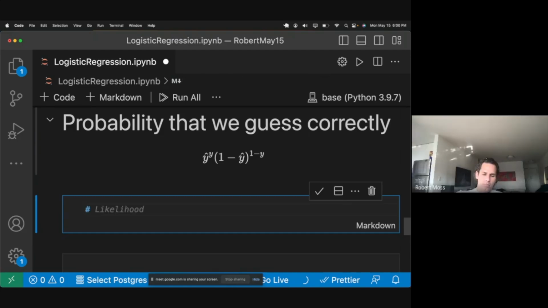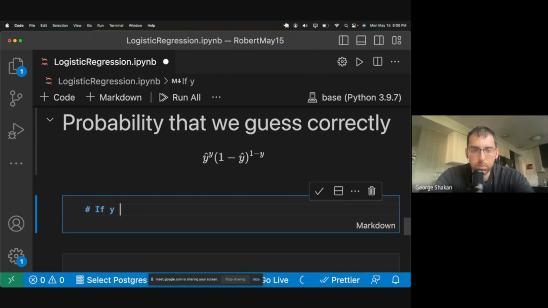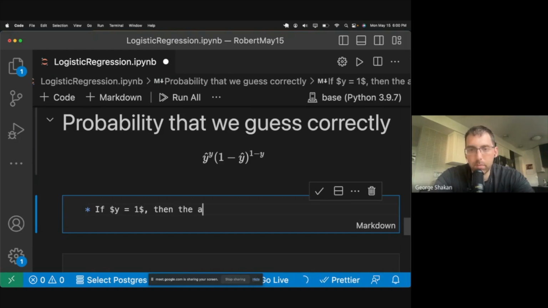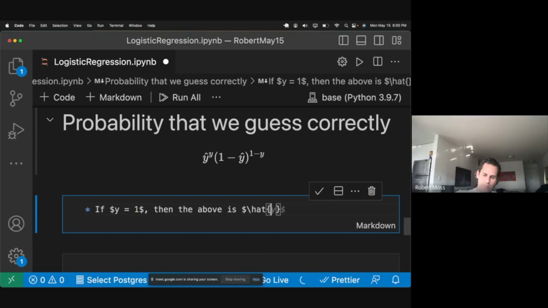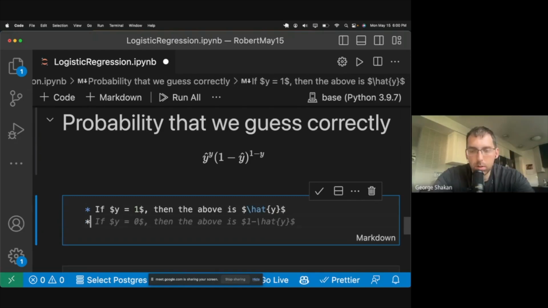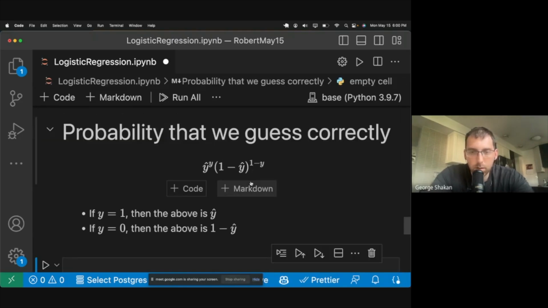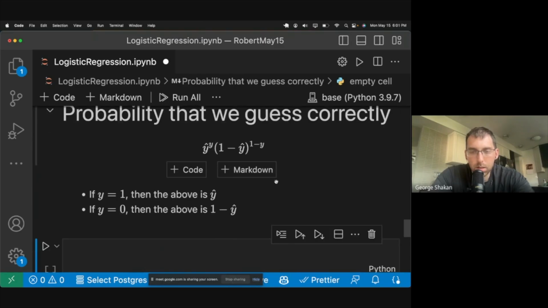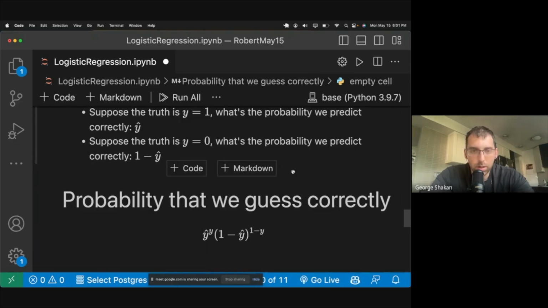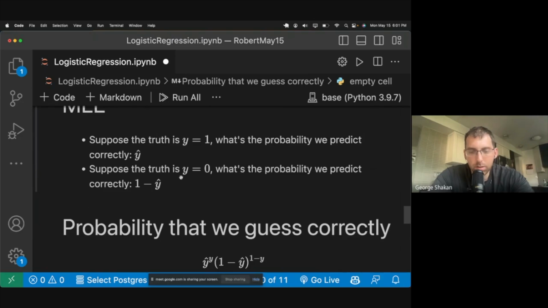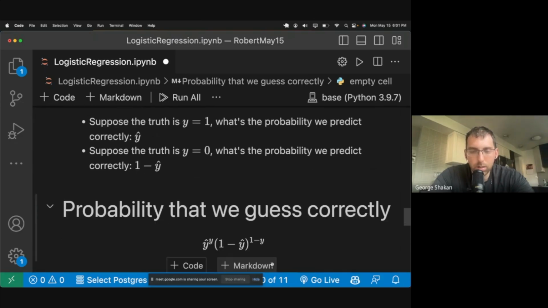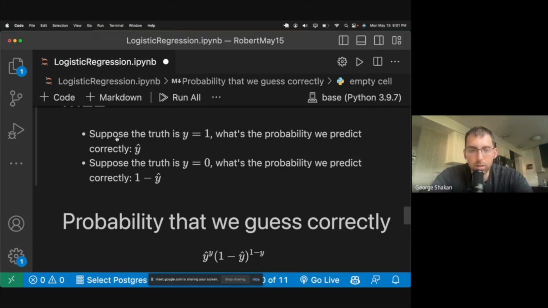If y is 1, then the above is just y hat, right? And if y is 0, then the above is 1 minus y hat. Again, the same logic. If y is 0, the first term is 1, and then the second term is going to be 1 minus y hat. So this should look familiar to this guy here. So this kind of equation, this y hat to the y and all that, is just a complicated way of writing this logic out, basically.